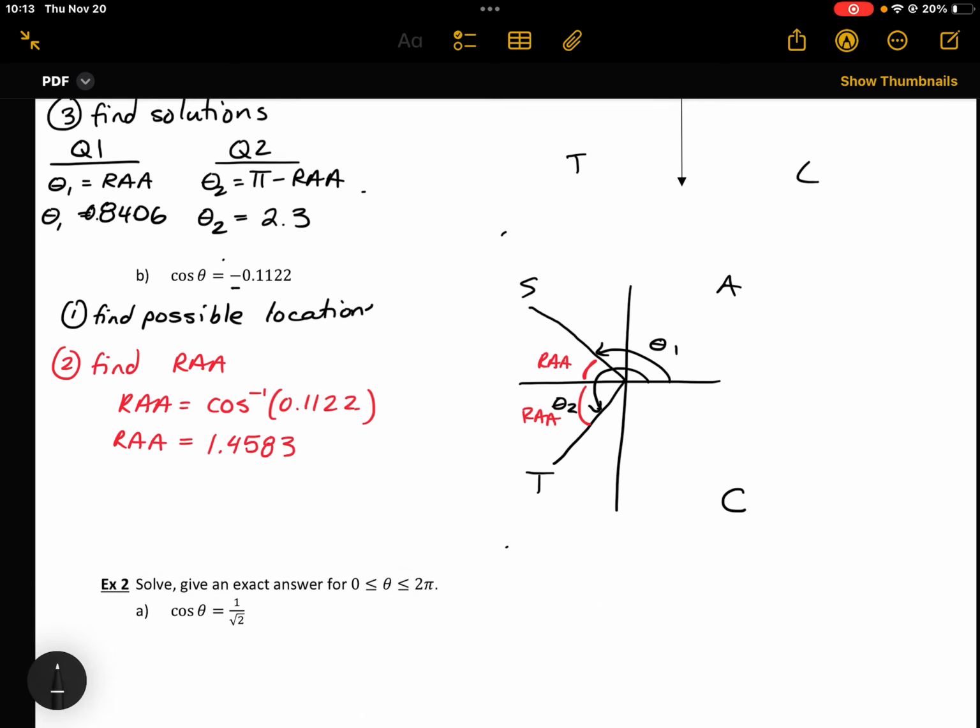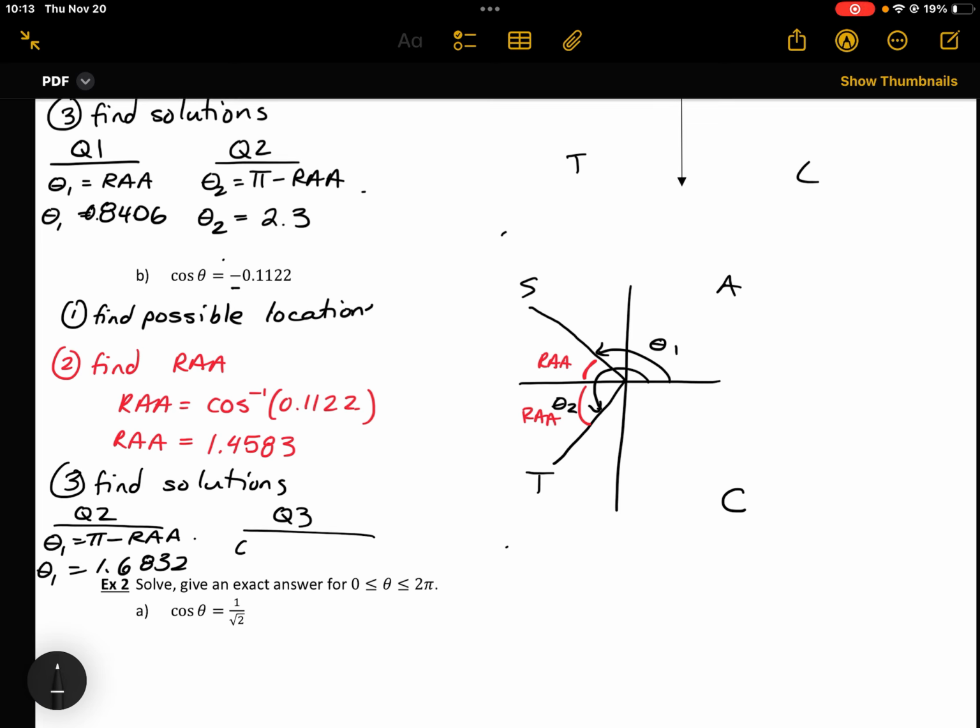And now I can use that related acute angle to find my solutions. So my first solution in quadrant 2 is going to be pi minus my related acute angle, which is going to give me a value of about 1.6832. And my solution in quadrant 3 is going to be pi plus my related acute angle. That is always the same for a solution in the third quadrant, which means that my second solution is 4.6 radians.